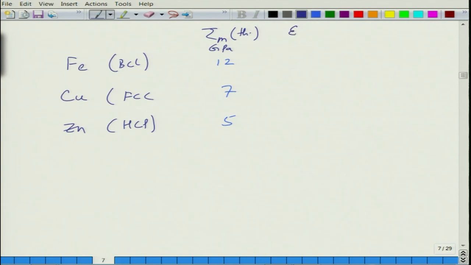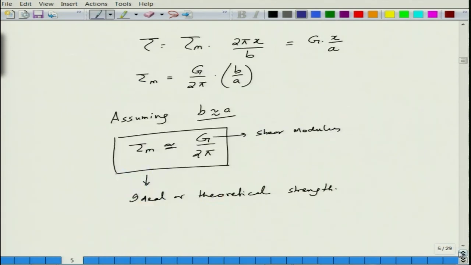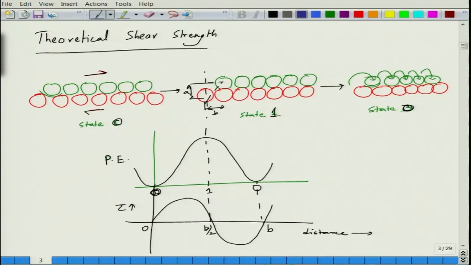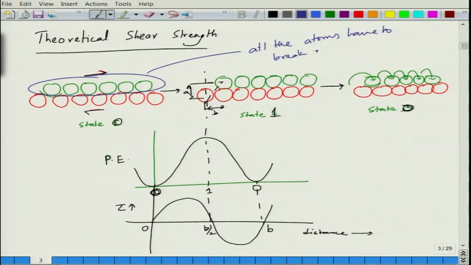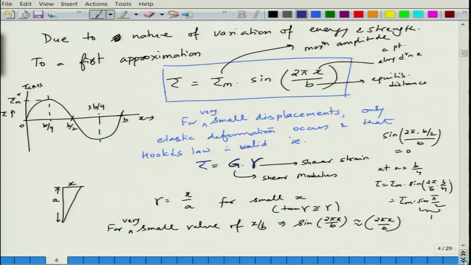But when you look at the experimental values, so it's fine because it has to break a bond and form a new bond. And it's not just one atom, it's all the atoms which you have to do. If you look at this picture, all the atoms which are present in this row have to break the bonds and then re-establish, and that is why this theoretical strength is very high.